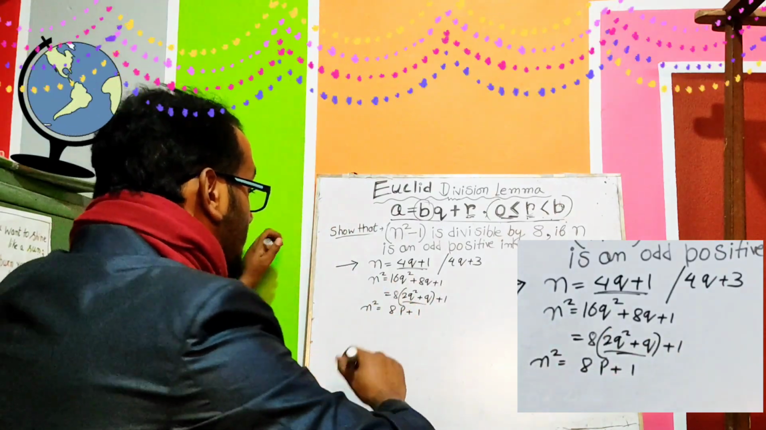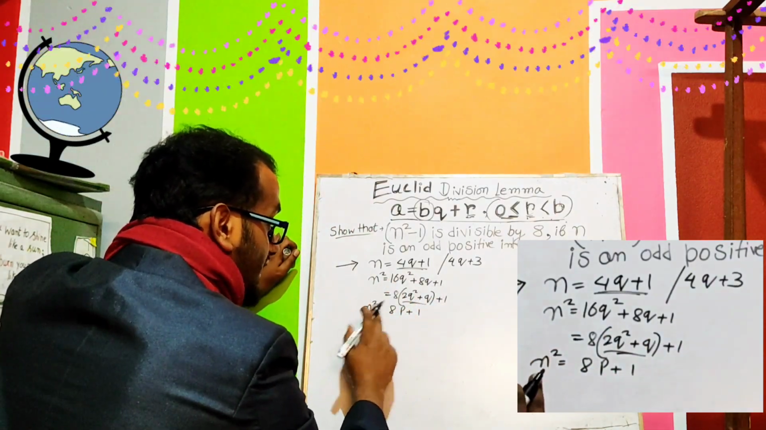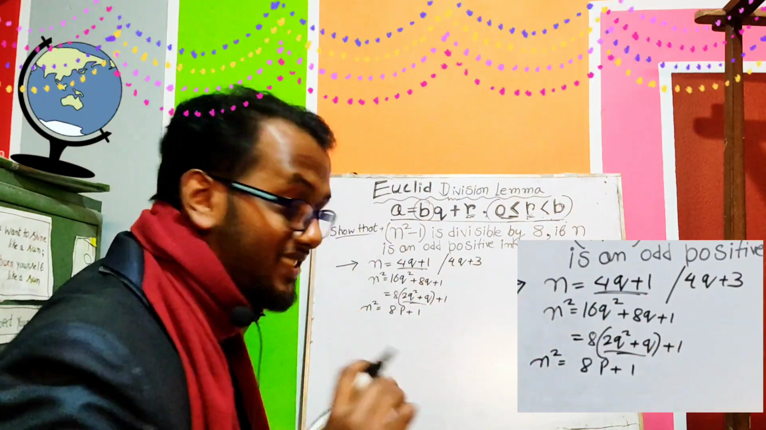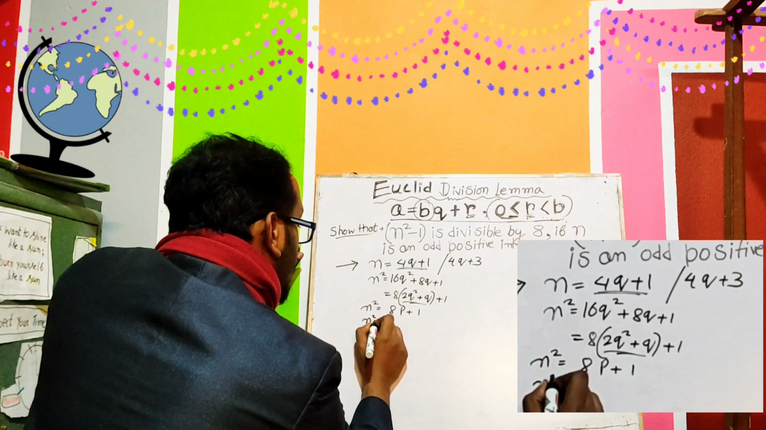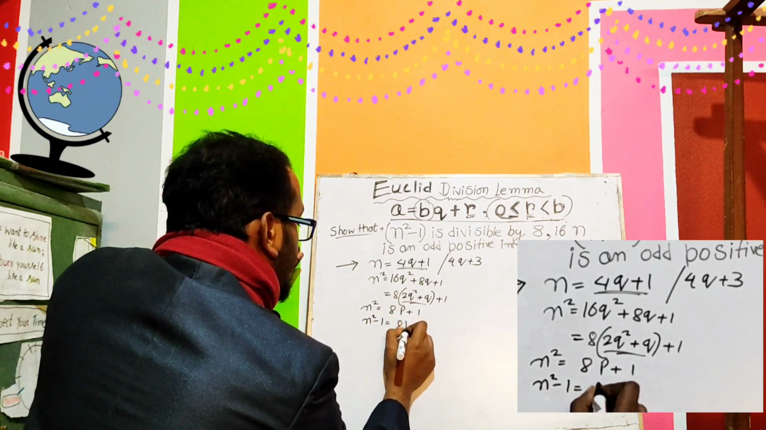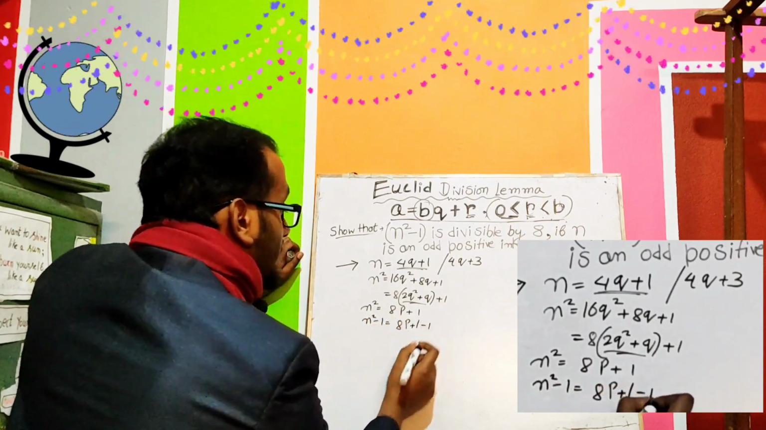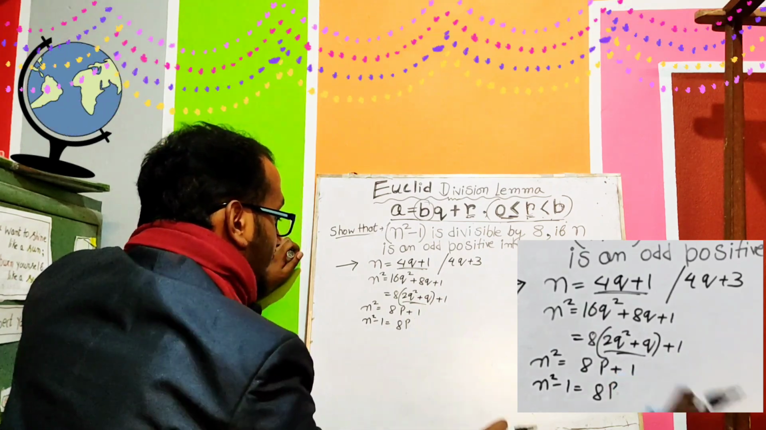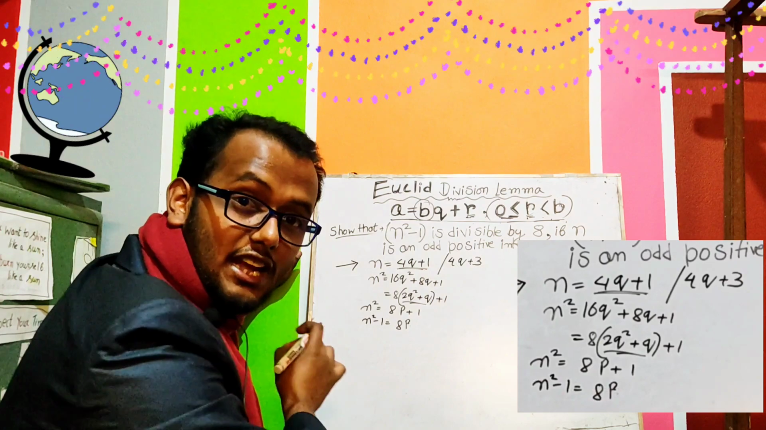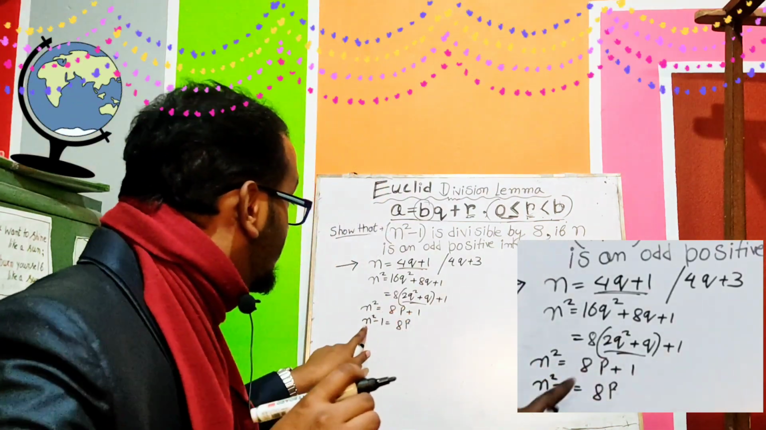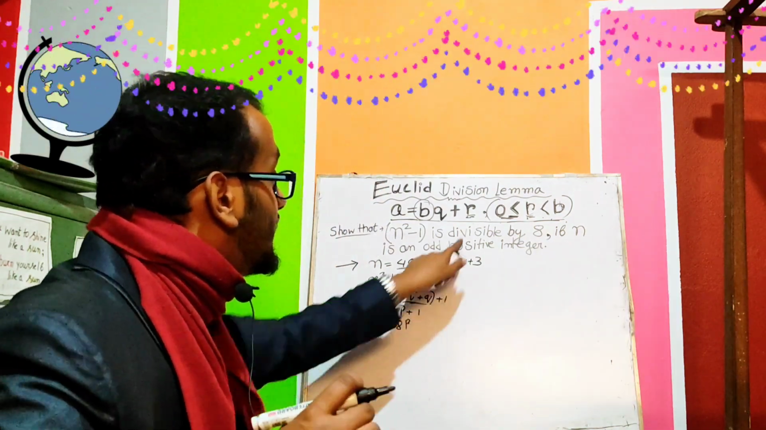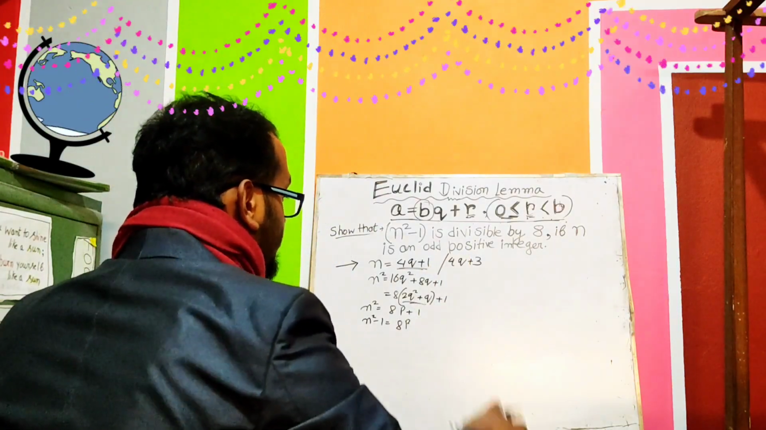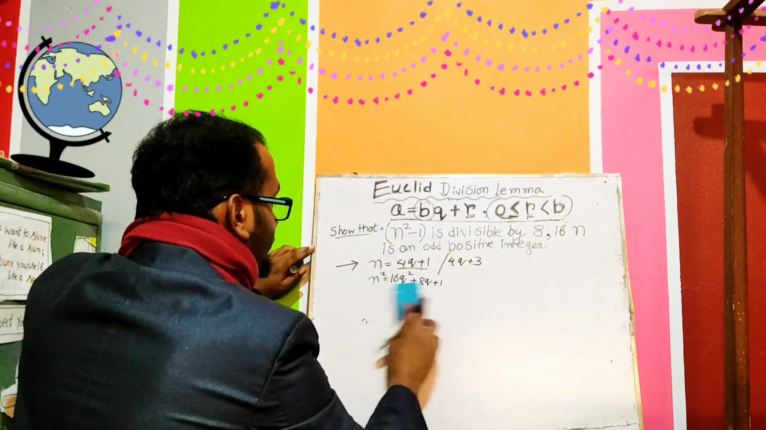Now subtract 1 from both the left hand side and the right hand side. That means n square minus 1 is equal to 8p plus 1 minus 1. This plus 1 and minus 1 will get cancelled out. Then what we will get? n square minus 1 is equal to 8p. This means n square minus 1 is divisible by 8. Understood? Similarly, let's try with 4q plus 3.